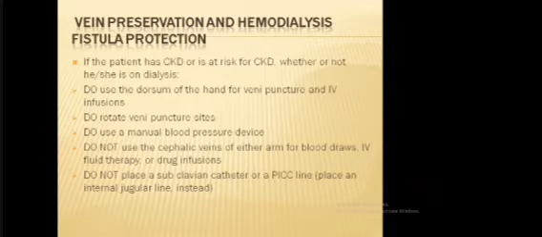Use a manual blood pressure device, don't use continuous BP monitoring in the ICU, and do not use the cephalic vein of either arm for blood draws, IV fluid therapy or drug infusion. Do not place a subclavian catheter or PICC line; use a peripheral line instead.